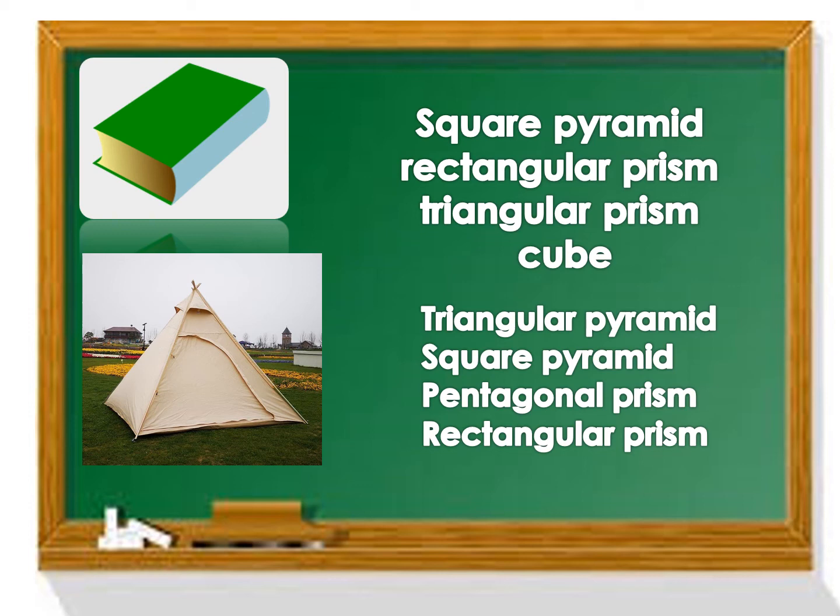So what is the answer in number 5? A book is shaped like a rectangular prism. It's correct. And a tent is shaped like a square pyramid. Okay, good job, kids. Thank you for answering learning task 2.